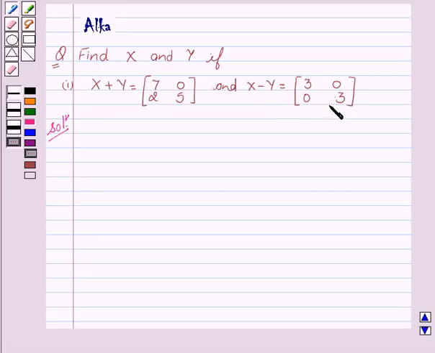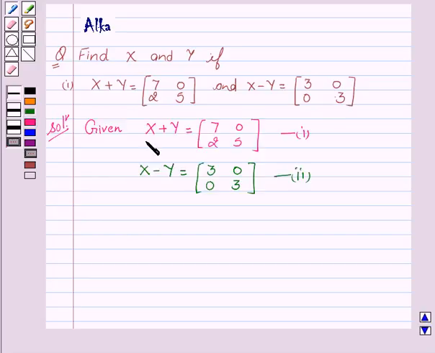Now, let's start with the solution. We are given with the values of x plus y and x minus y. We name it as our first equation and this x minus y is our second equation.